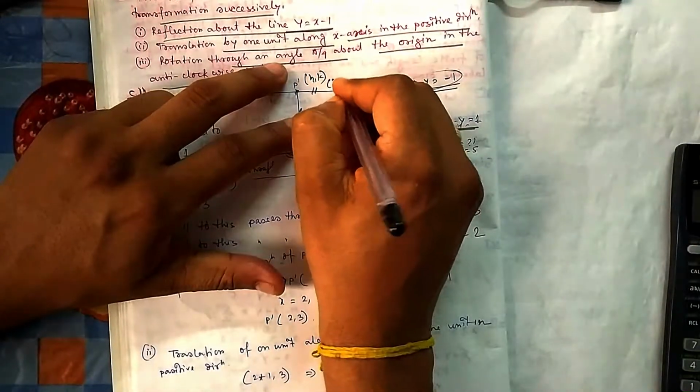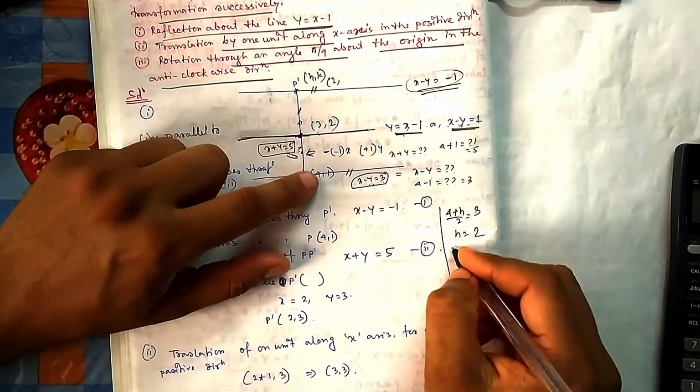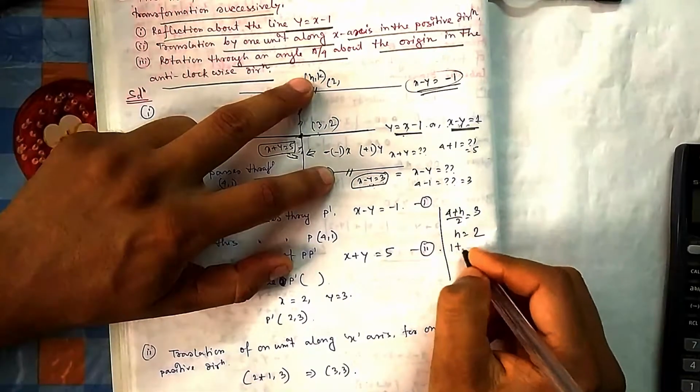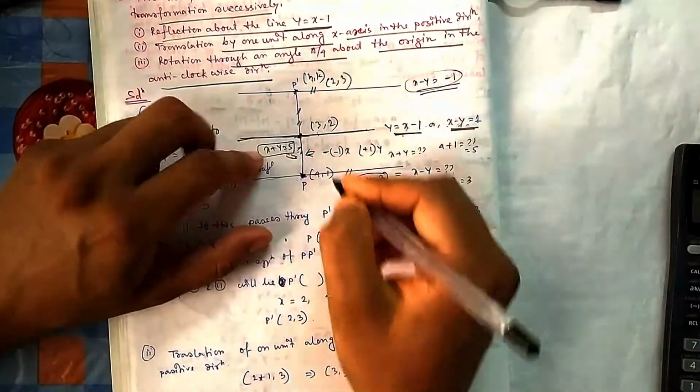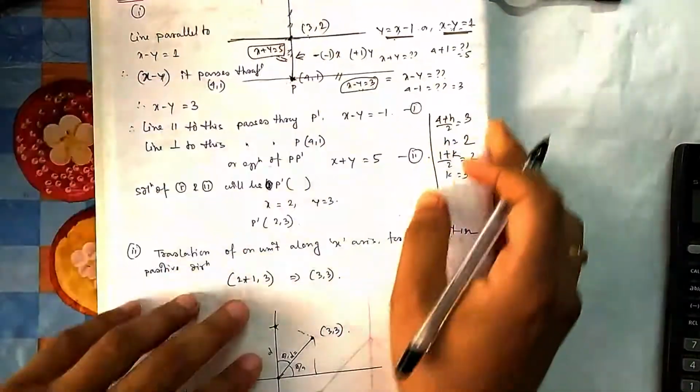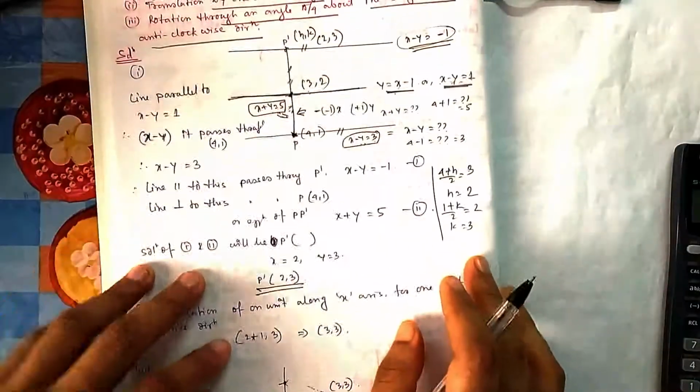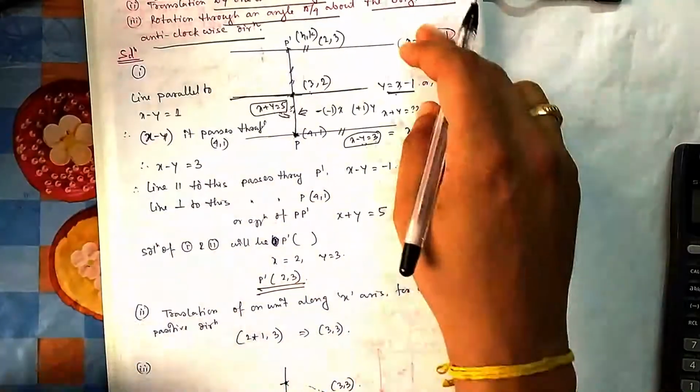So this point is 2, and then again 1 plus k divided by 2 is equal to 2, so k is equal to 3. So it is (2, 3). You got the direct point, it is (2, 3). So you can find the image in this way, or you can use the other way also.